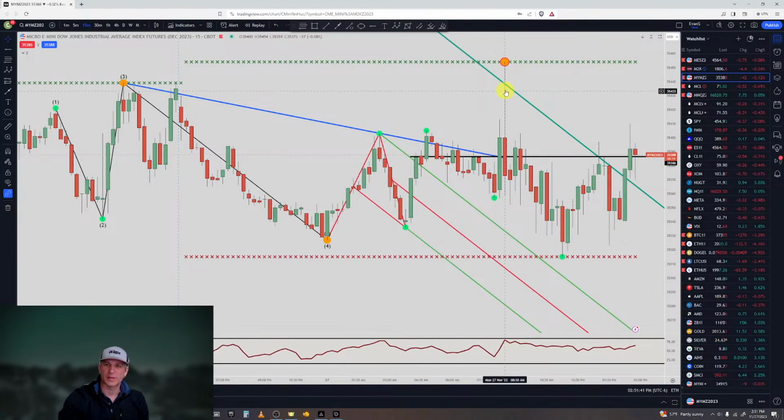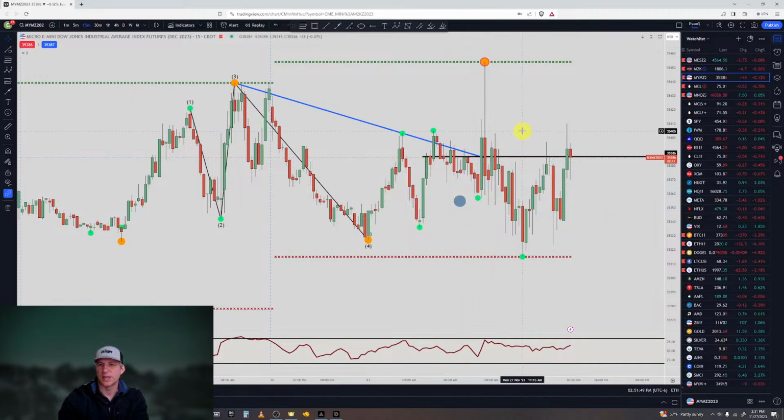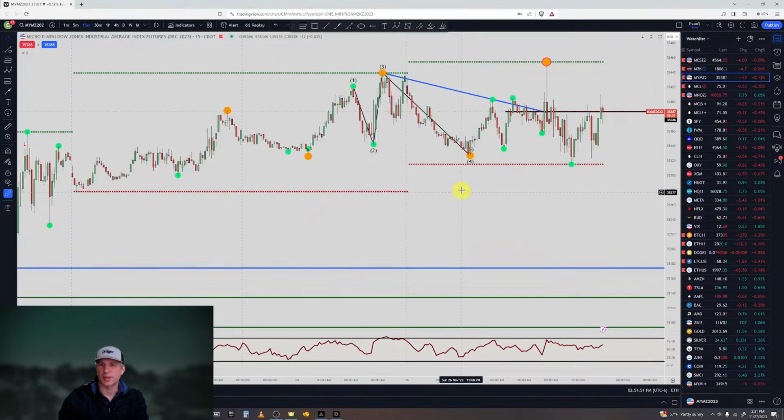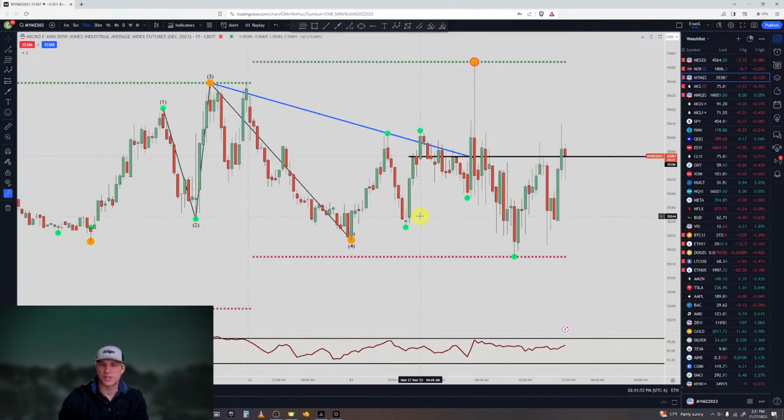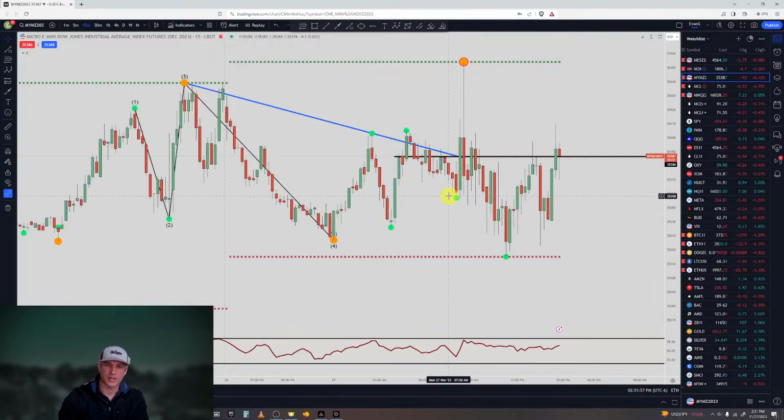And then price just came up on this and hit it right there. I wasn't in this trade, but it would be a nice one. 50-point gain right there. So that one is said and done for the Dow Jones. And it doesn't look like there's really anything else going on right now for the Dow Jones.